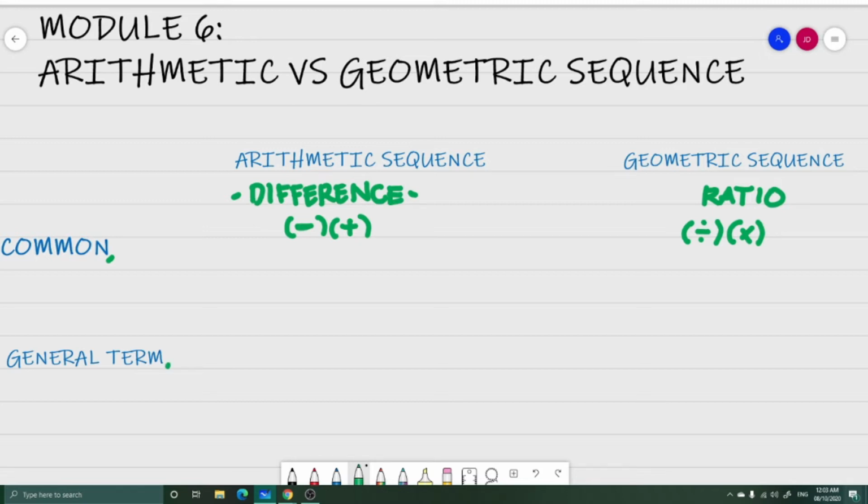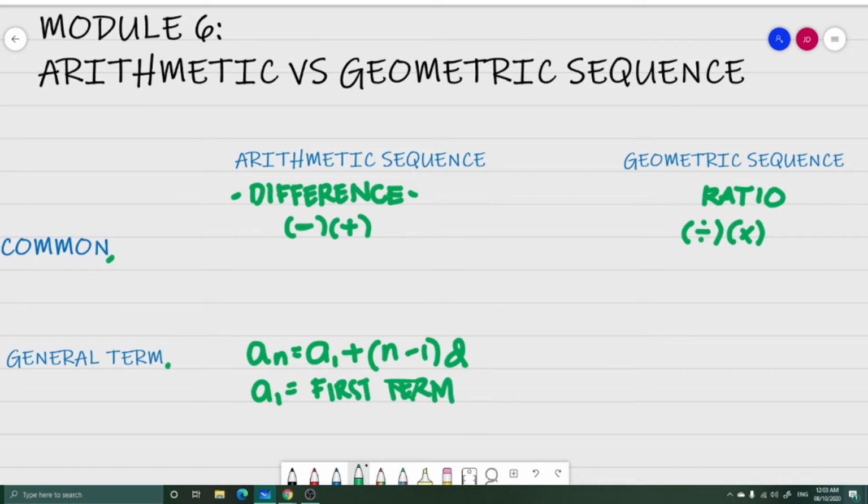Ang general term sa arithmetic, sa atong natun-an last time is a sub n equals a sub 1 plus n minus 1 times d, where a sub 1 is the first term, and ang atong d is called the common difference. Si n dayon is kung ikapila siya nga term. Ikapila nga term.